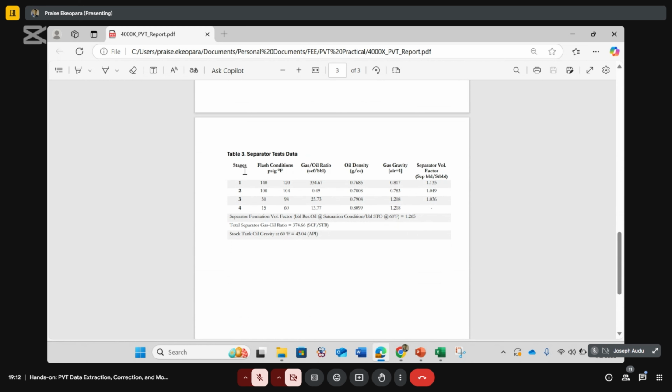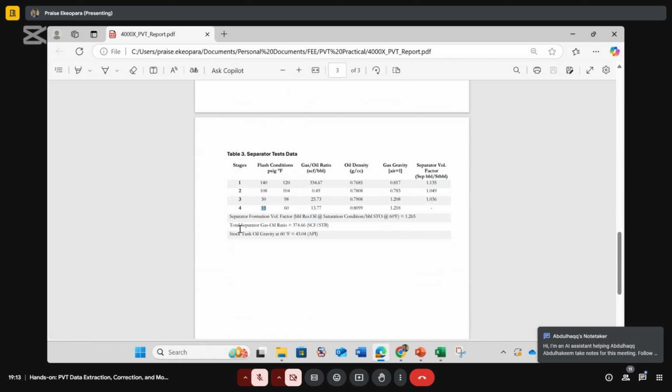So that's where you see the different stages, whether there are cases it can be multi-stage, like this one you are seeing now. This is a typical multi-stage. You are seeing we have up to 4 stages, but the first 3 stages are actually the separator conditions, while the last one is at standard condition, right? And there's some key information specified here, which is the separator formation volume factor, taken at saturation condition. So this is our bubble point pressure at standard condition with respect to separator.